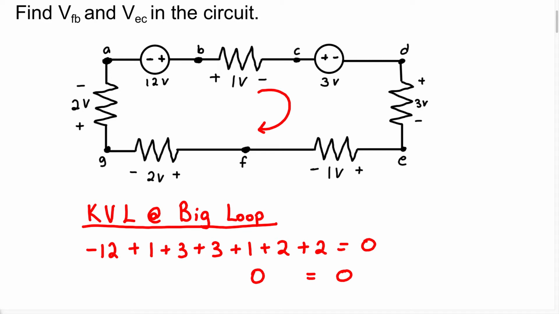Therefore, Kirchhoff's voltage law is satisfied. Okay, so that's how we take Kirchhoff's voltage law. Now let's go back to our original problem and what the question was asking. It says, find VFB and VEC in the circuit.